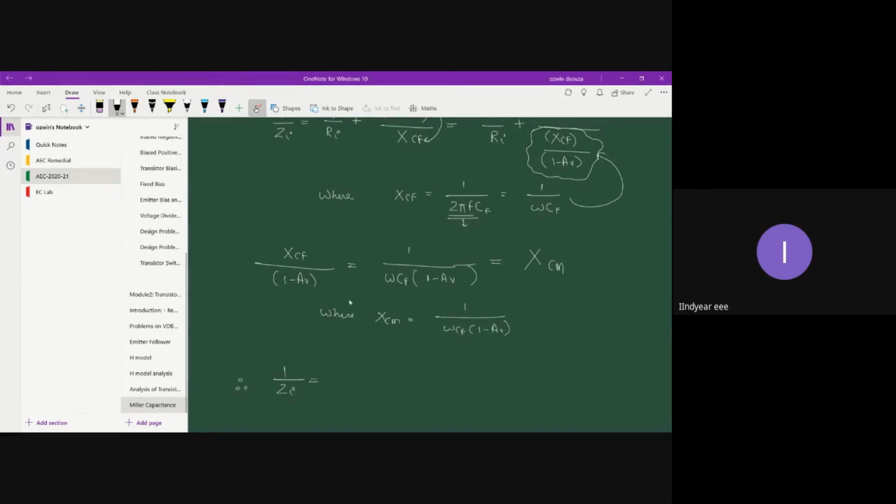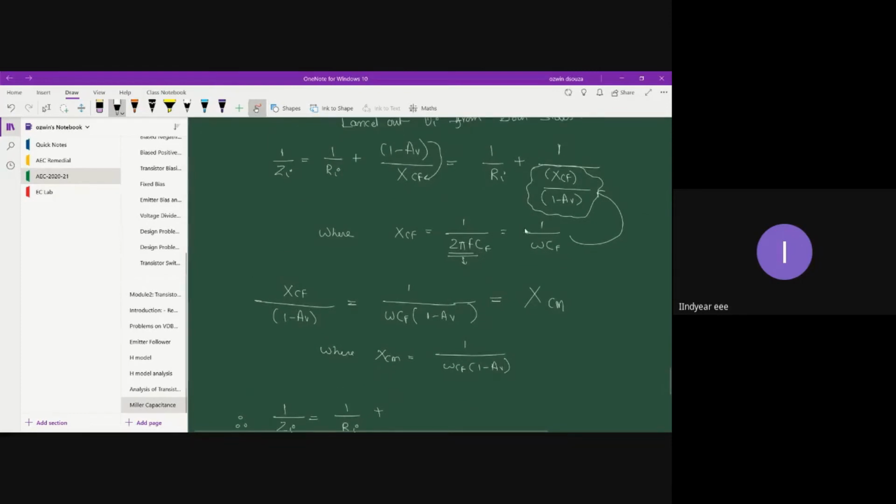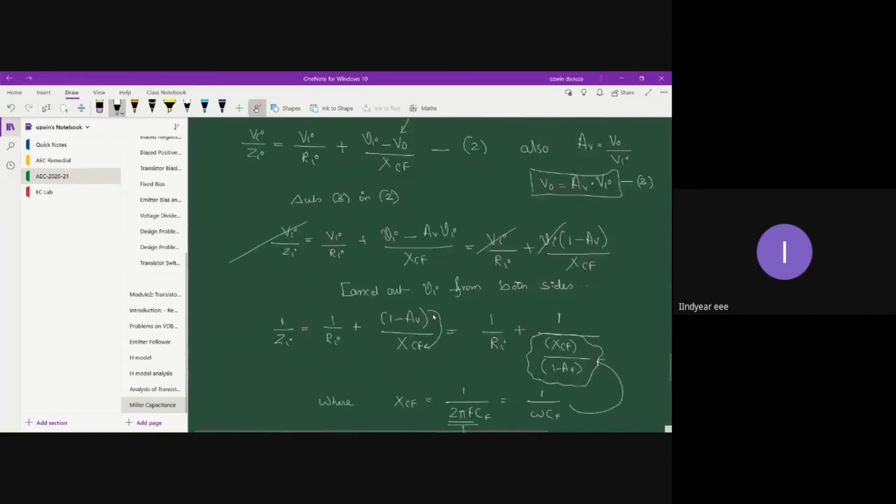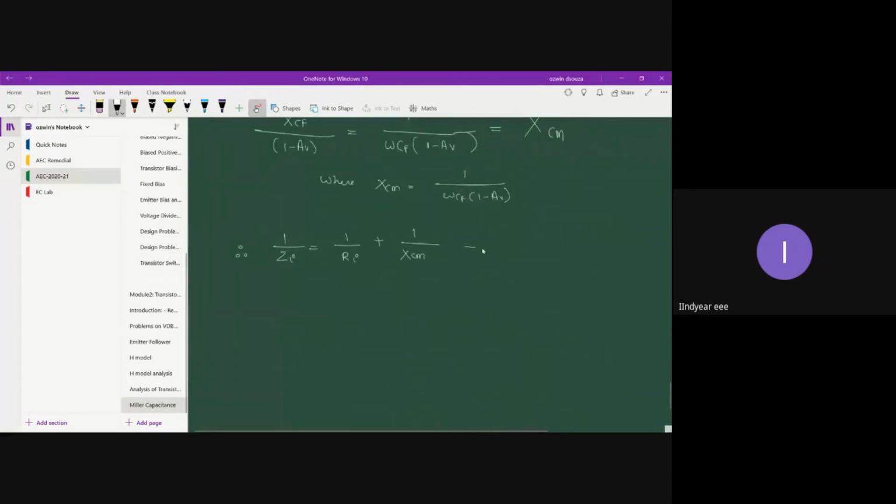Therefore, Zi is equal to 1 by Ri plus 1 divided by this term, the term which I have placed within the cloud, that is XCF divided by 1 minus AV. What is it? We have got it as XCM. So you can directly substitute it as XCM. We shall take that as equation 4.